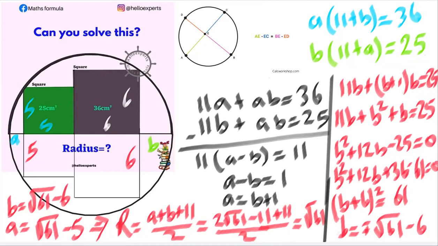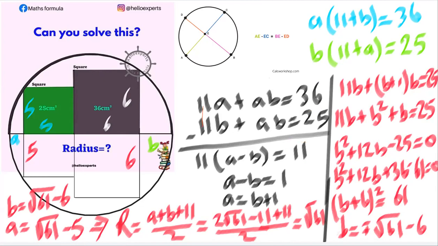To solve these two, let's open the bracket. So 11a plus ab equals 36, this first one. 11b plus ab equals 25, second one. Now to simplify, if we subtract these two equations side by side, these ab's will cancel, and 11a minus 11b equals 36 minus 25, which is 11.